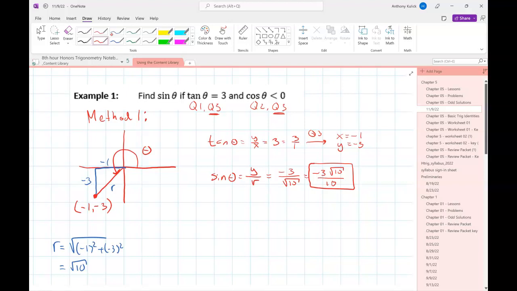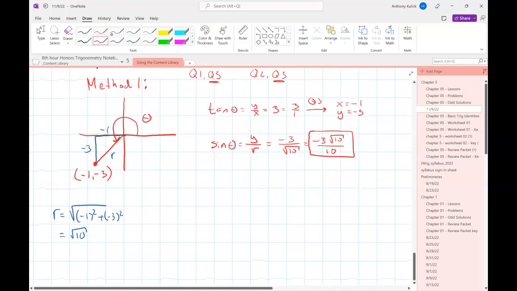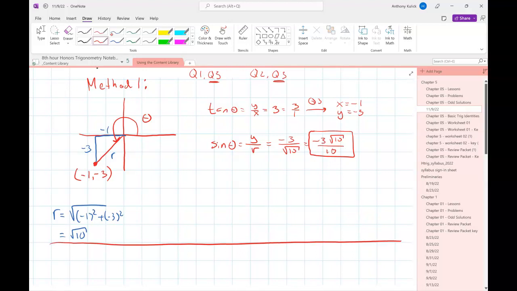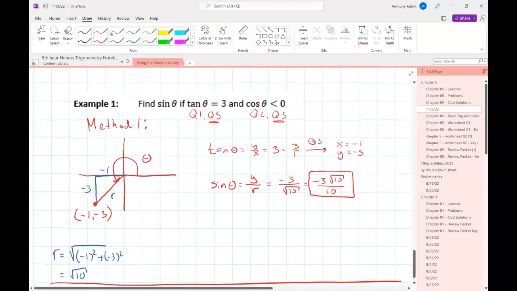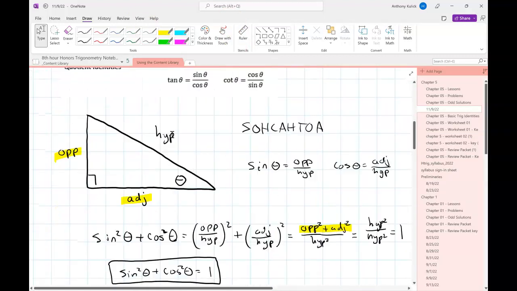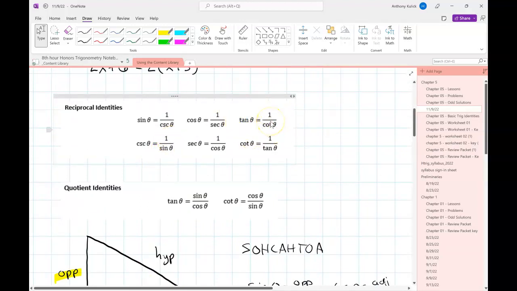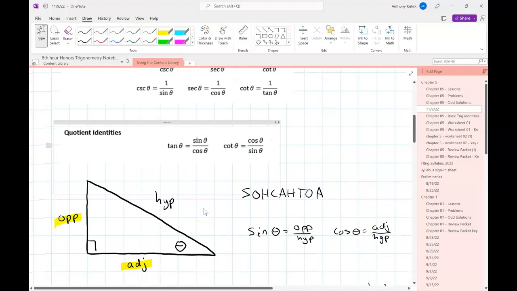We can also accomplish the same thing using our identities. So let's do it that way as well. What I'm going to do is look for an identity that involves only sine and tangent, or only tangent and cosine. If I go back and look at my identities that involve tangent, 1 over cotangent, that's no help. Tangent equals sine over cosine, that's close, but it has two of the things I don't know and not just one of them. That's no help.